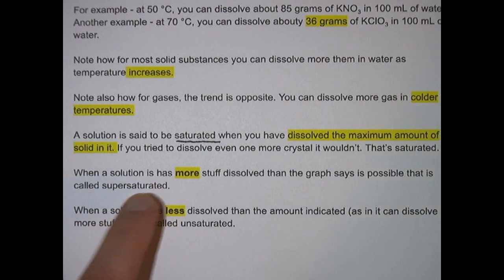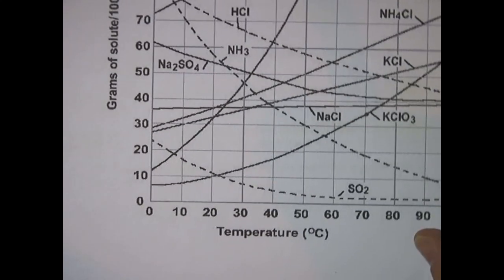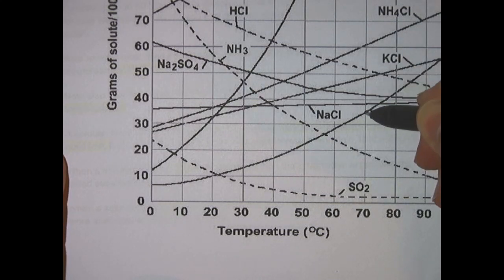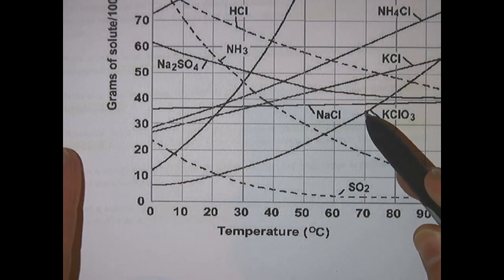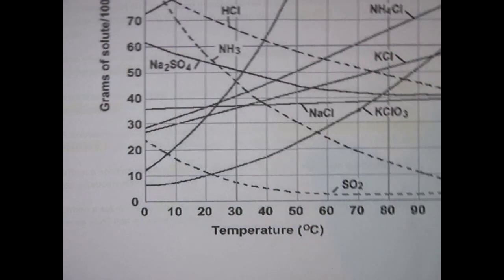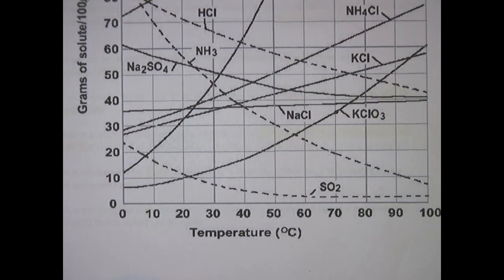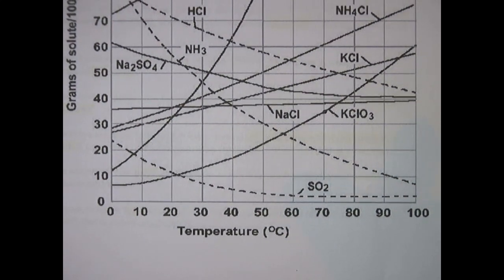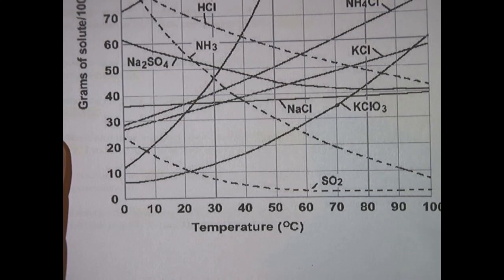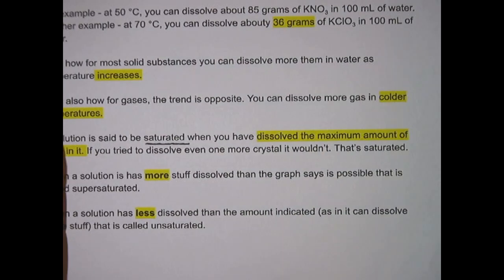There are some conditions where you can dissolve more stuff than the graph says is possible. So for example, back to that one, if we were at 70 and let's say I managed to dissolve, I don't know, 50 grams of KClO3, even though the graph says I can only dissolve about 36 grams, that is called supersaturated. So you've dissolved more than the graph says is possible, and I know it sounds super cool. It's not that cool. It just means you've got more stuff in there. It doesn't turn it into a super amazing solution or anything. It just has more than the graph says is possible, and there are certain conditions where that works and certain conditions where it doesn't.